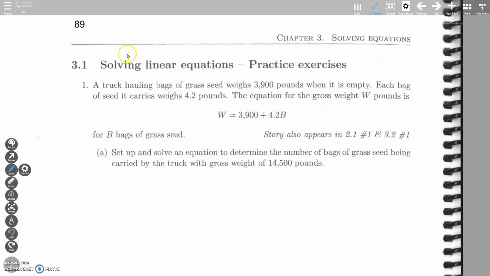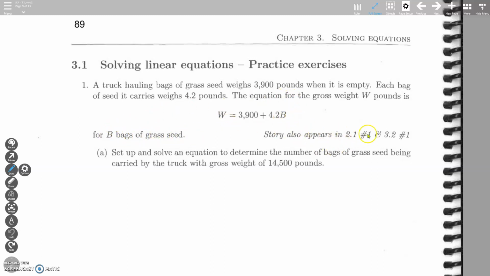It says, a truck hauling bags of grass seed weighs 3,900 pounds when it is empty. Each bag of seed it carries weighs 4 2/10 pounds. The equation for the gross weight, W, in pounds is W equals 3,900 plus 4 2/10 times B, for B bags of grass seed.